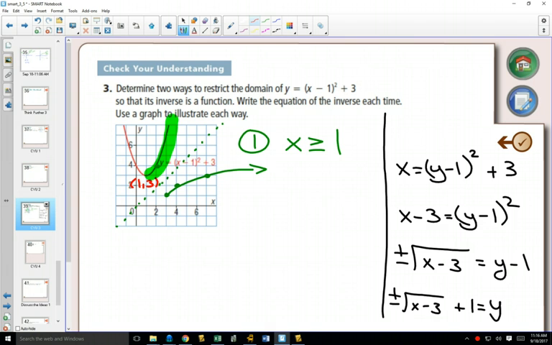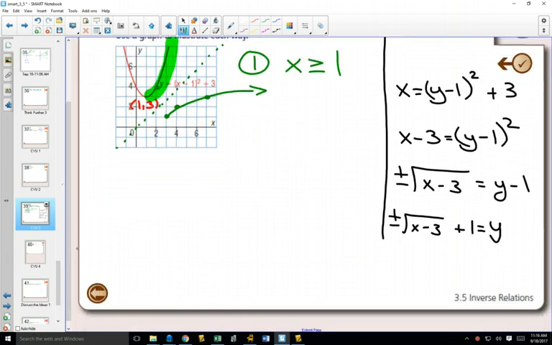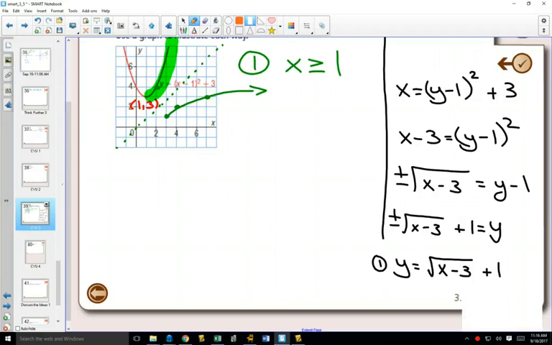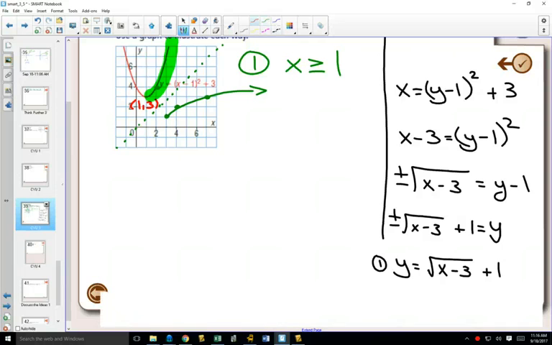Now this creates 2 equations. One equation is the positive one, the square root of x minus 3, plus 1. The other equation would be with the negative out in front, negative square root of x minus 3, plus 1. So that plus or minus in front of the square root means there's 2 options. One option's with positive, the other option's with negative. And sometimes it's easier to see things if we do in fact write both of those options out separately.